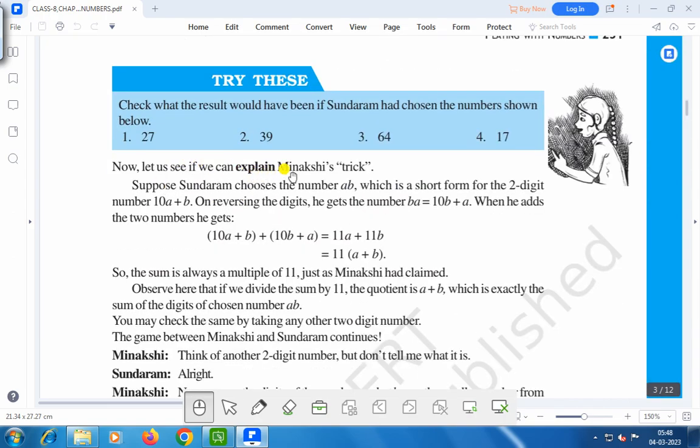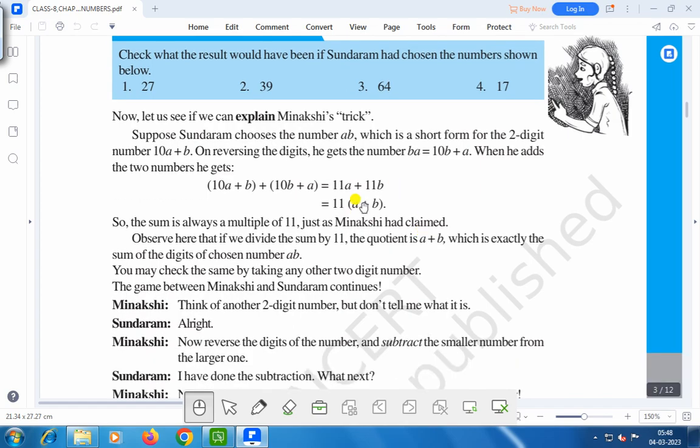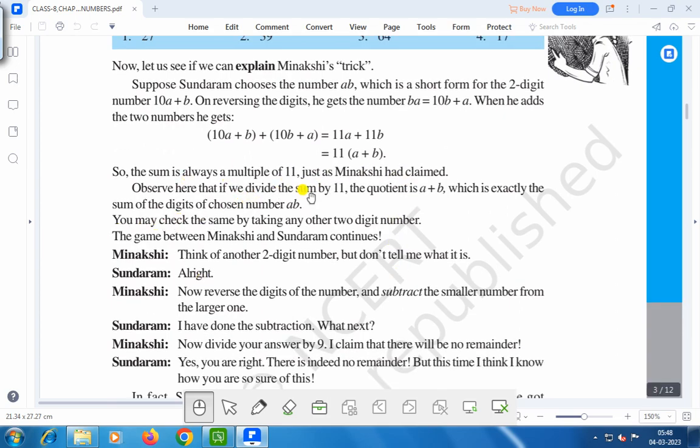Now let us see if we can explain Meenakshi's trick. Suppose Sundaram chooses the number AB, which is the short form of the two-digit number 10A plus B. On reversing the digits, he gets the number 10B plus A. When he adds the two numbers, there is 10A plus B plus 10B plus A, equal to 11A plus 11B. So the sum is always a multiple of 11, just as Meenakshi had claimed. Observe here that if we divide the sum by 11, the quotient is A plus B, which is exactly the sum of the digits of the chosen number AB. You may check the same by taking any other two-digit number.